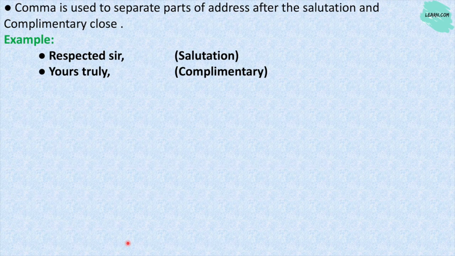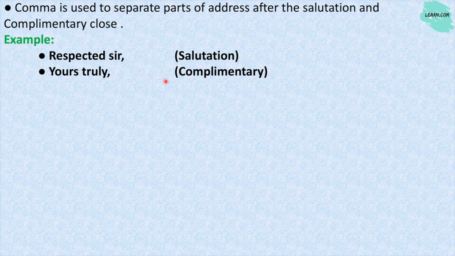The last one is that the comma is used to separate parts of an address after the salutation and complimentary close. This use of comma you must have come across while writing letters, in the opening part of the letter while writing the salutation. After the salutation we have to use a comma, and at the end after the complimentary close we have to use a comma. While starting the letter we write Dear Sir, Respected Sir, Dear Brother, Madam, or anything. So we have to put a comma after the salutation.